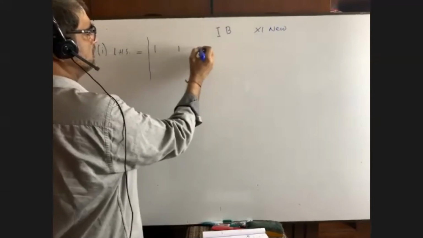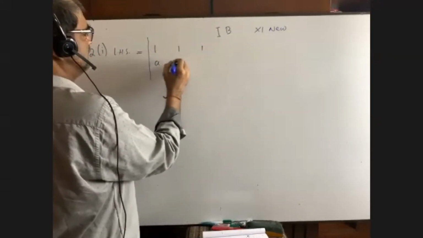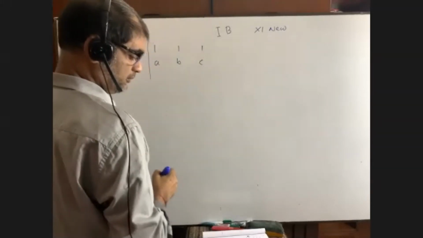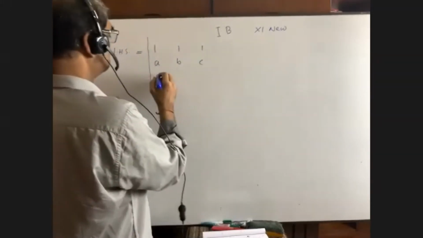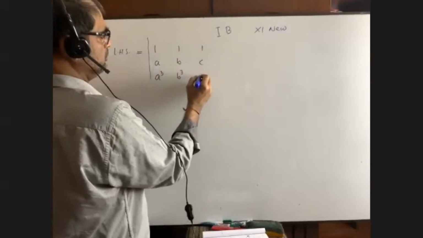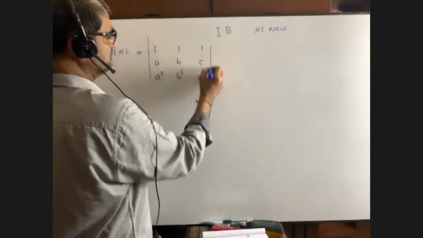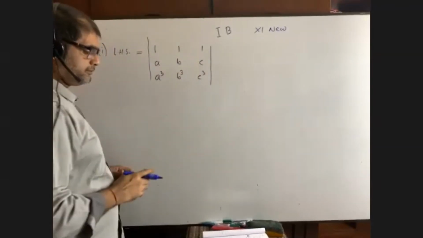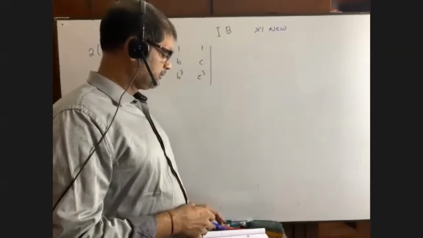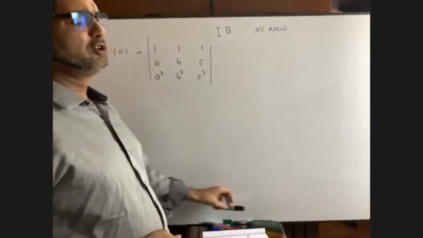1, 1, 1; A, B, C; then A cube, B cube, C cube. This is our left hand side, right? What should we do? Very easy and simple. That day, what I told, can you please remember?